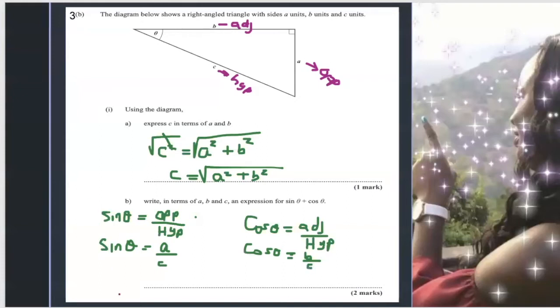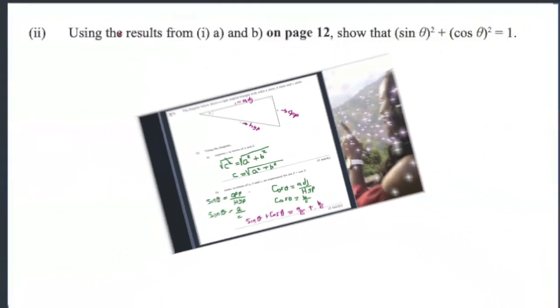So the question is asking you to express in terms of A, B, and C the expression sine theta plus cos theta. So it means sine theta is A over C and cos theta is B over C. That's it. We have sine theta plus cos theta to be A over C plus B over C.